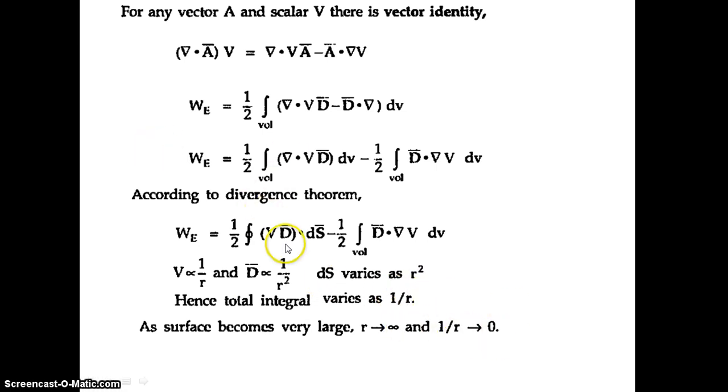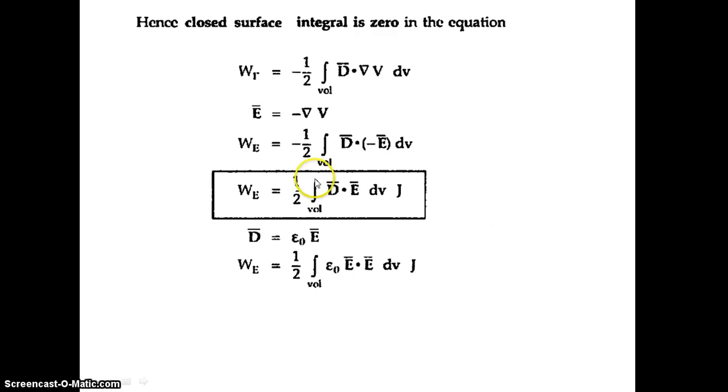So the first term reduces to 0, since 1 by infinity is 0. So we have simply WE equal to minus half volume integral D dot del V dV. So we have simply the second part. Always replace minus del V equal to E. So we have WE equal to half integral D dot minus E dV, so we have half integral D dot E dV joules.